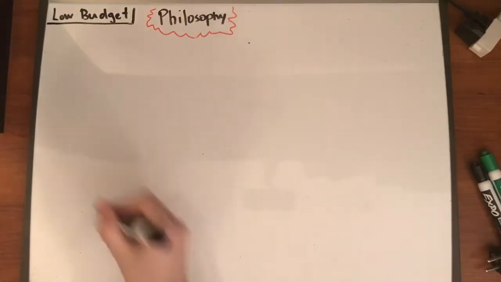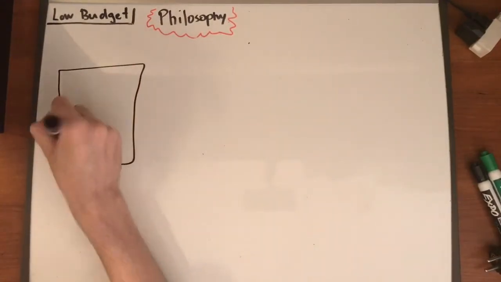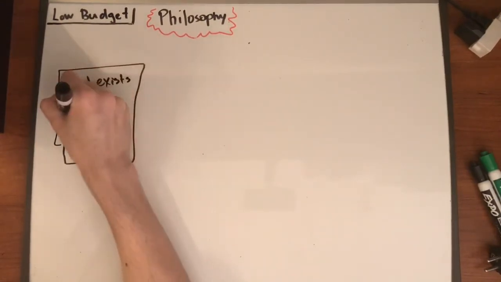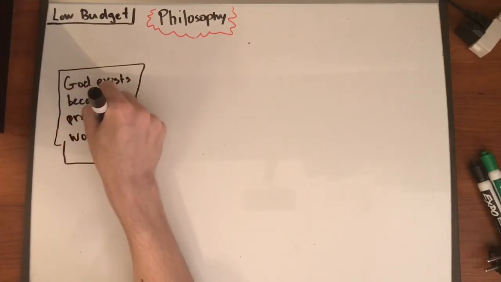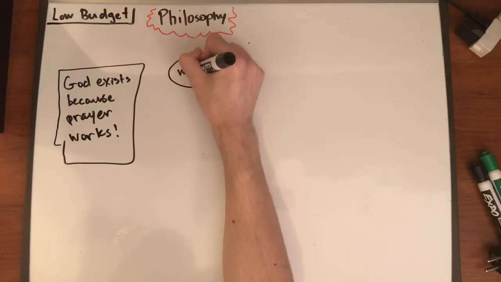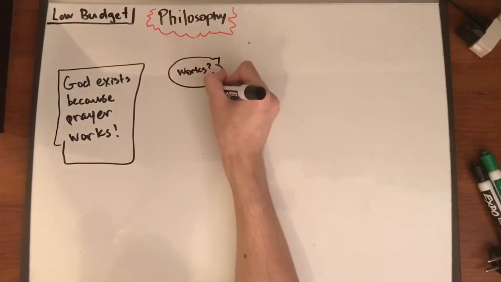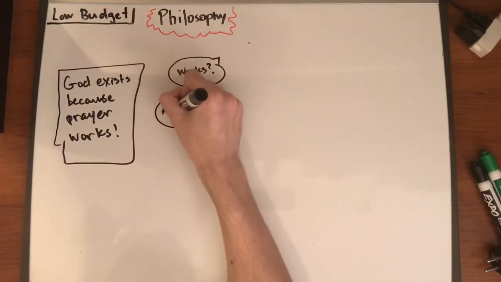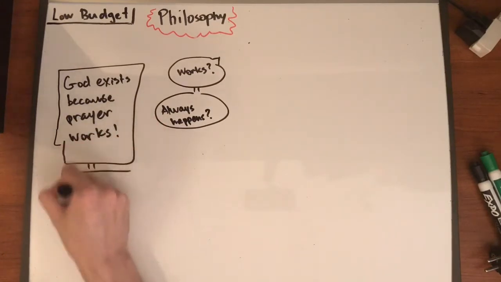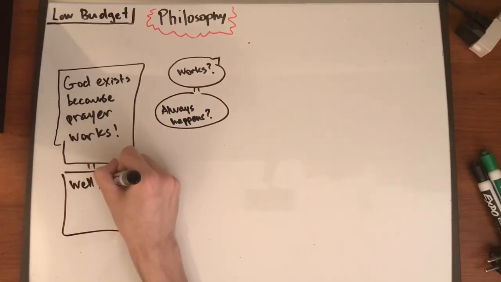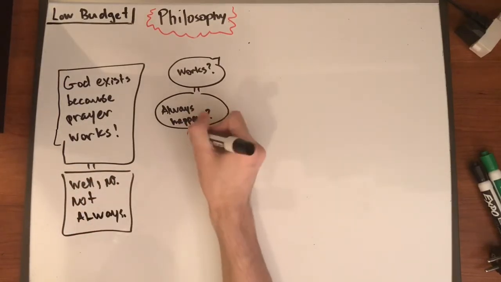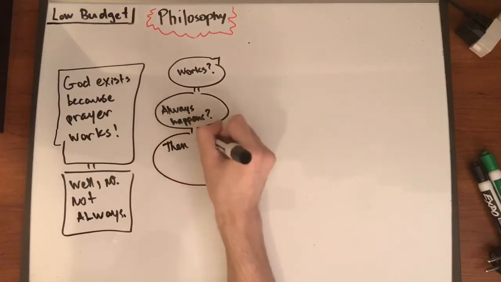Going back to the first dialogue, the first person claims that God exists because prayer works. Well, a skeptic would ask, what do you mean by works? Are you trying to say that it always works? Well, of course not, says the first person. It doesn't always work. It's all up to God to decide when it's gonna work or not.